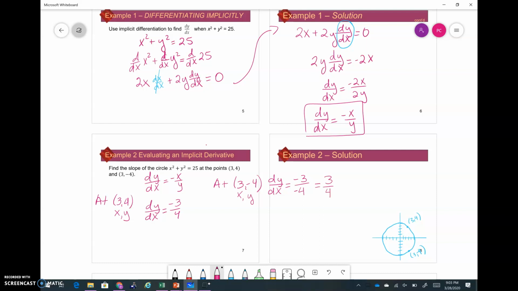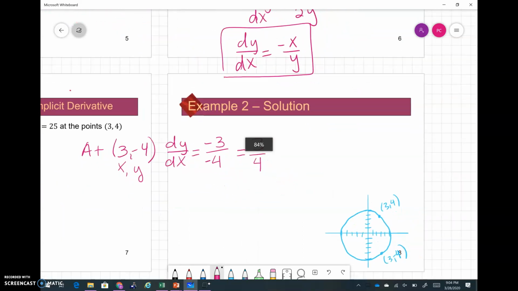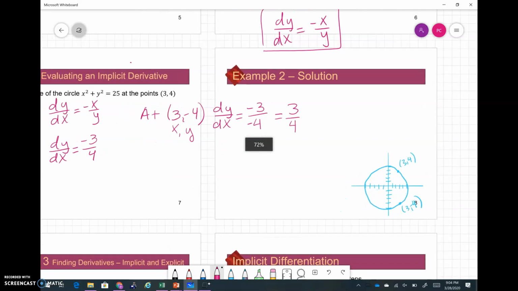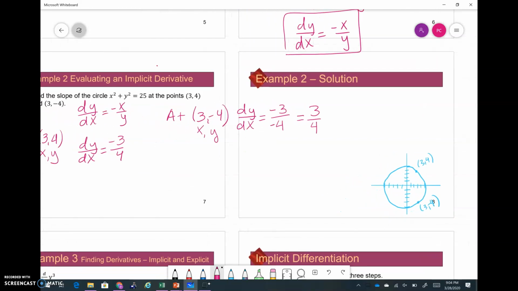On this one, though, negative 3 over negative 4 simplifies to 3 over 4. So we have a positive slope. And I drew the graph down here. Not super good, but I drew it. At (3, 4), you can see that the slope was negative 3 over 4. You can see it is decreasing at that point. But if you look down at (3, negative 4), the slope is increasing. The slope of that tangent line. And that's it. That's finding the derivative and using that implicit differentiation to find a slope.